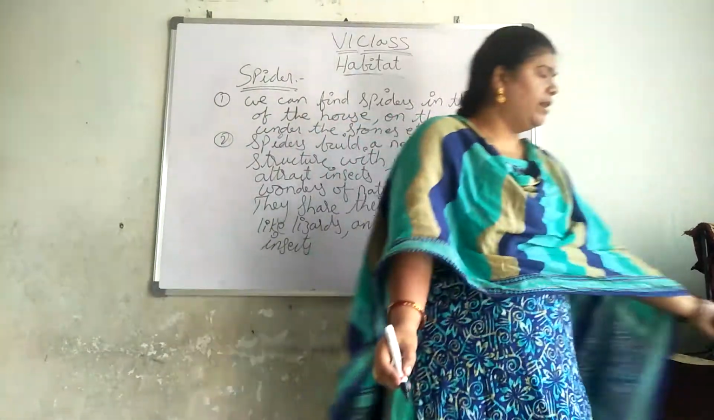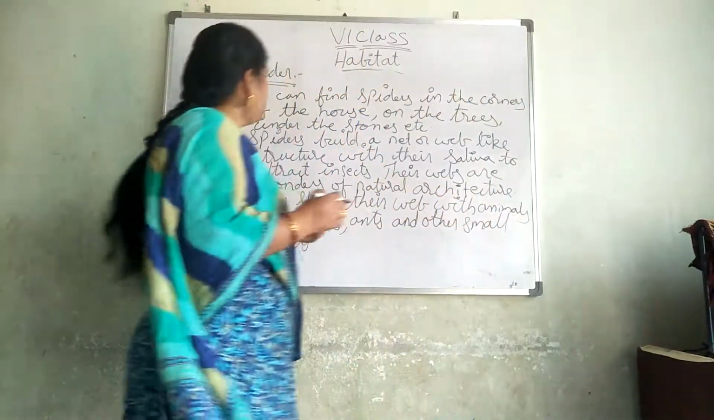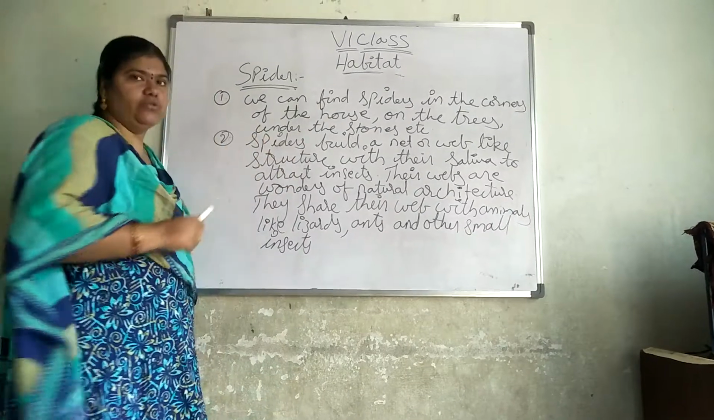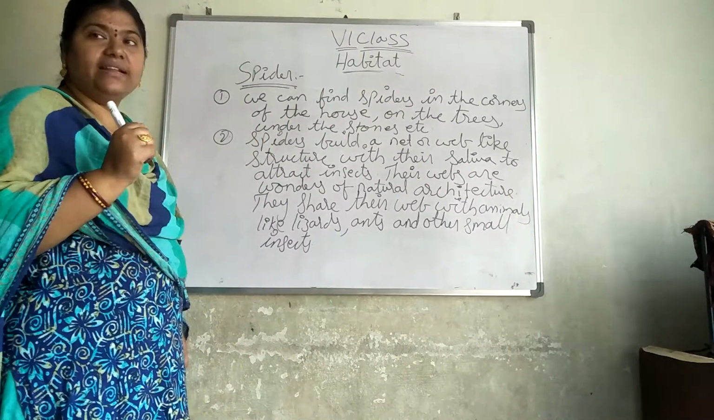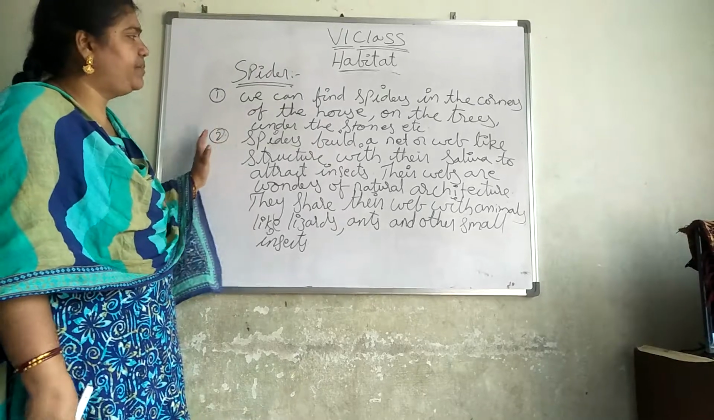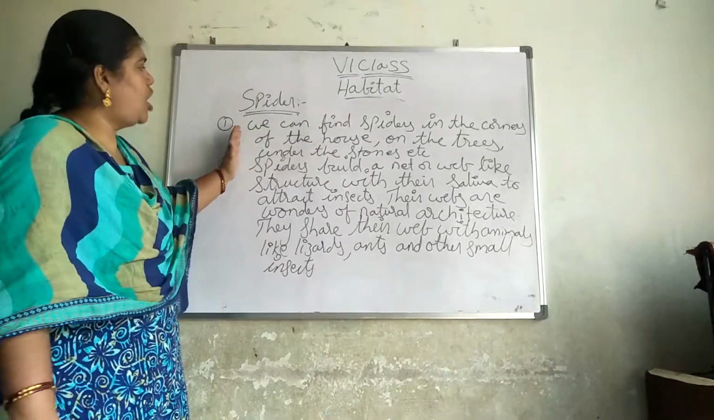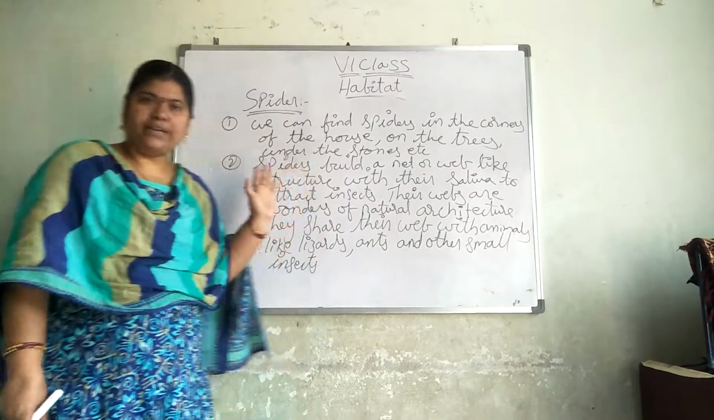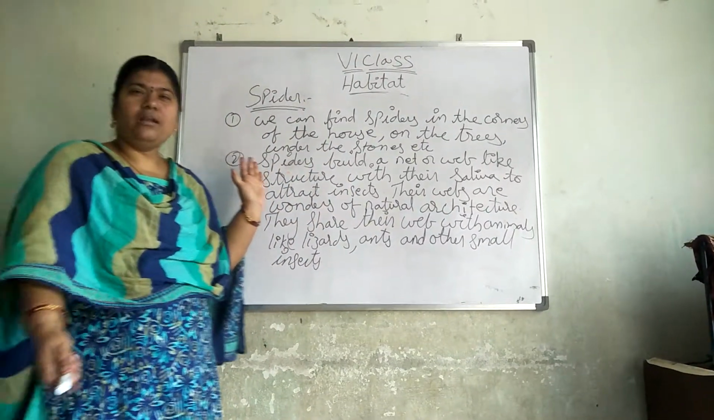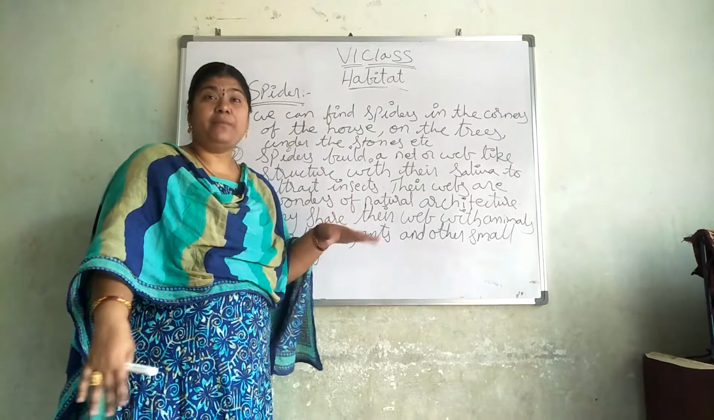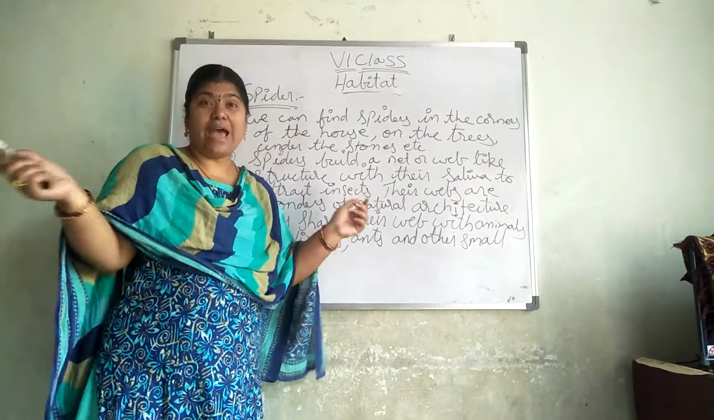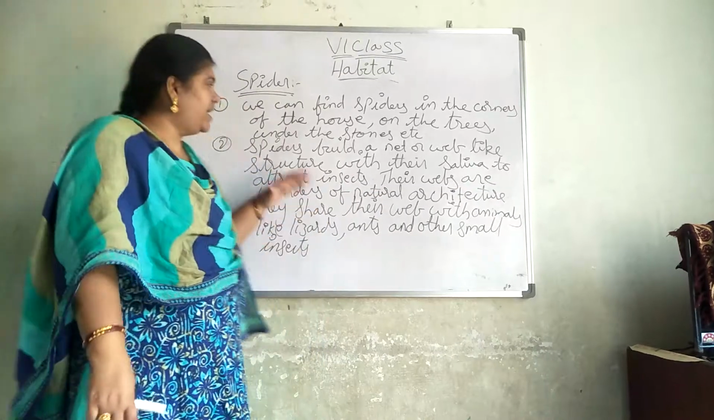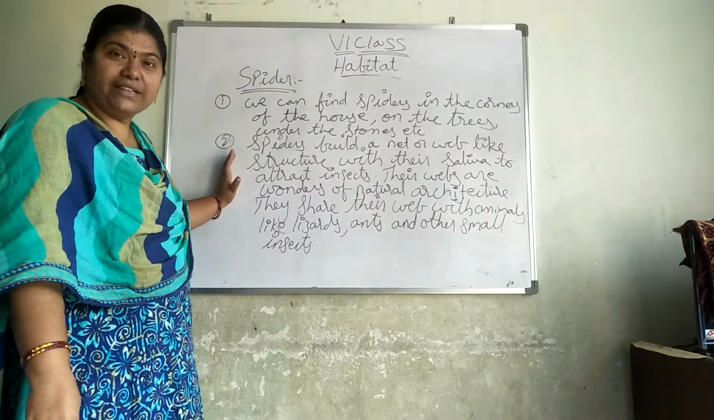So please see here about the spiders. We can find spiders in the corners of the house, on the trees, under the stones, etc. What are the different places we are seeing spiders? Corners of the house, on the trees, under the stones, etc. You all love spiders. Why? Not the spider in our house, but the Spider-Man movie you like. You also like to have webs to fly from one place to another. Like that, these webs will be like that only, it seems.